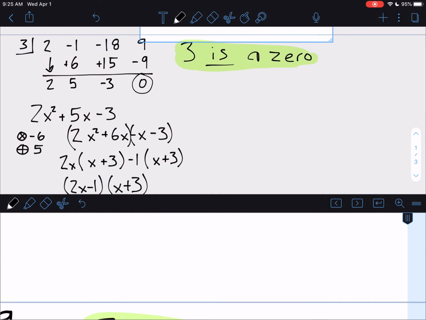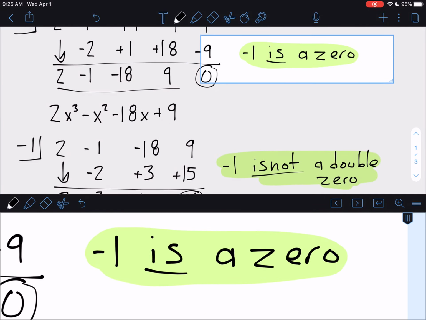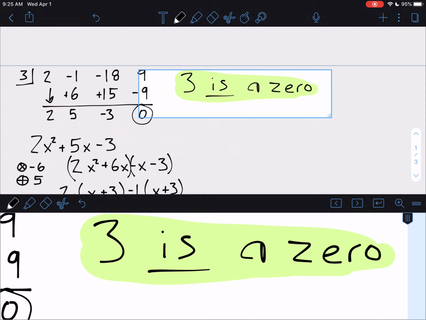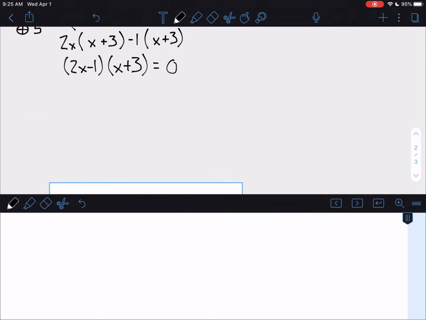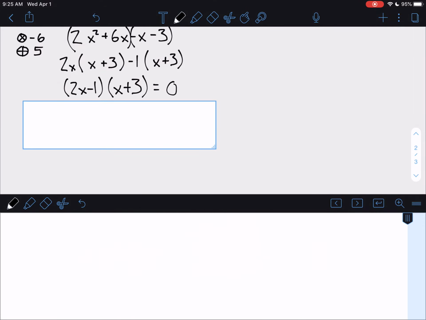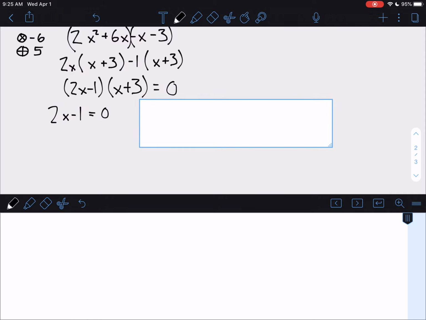And since I'm looking for the zeros of this polynomial, I have to set this equal to 0. And to solve this, that just means I have to set each factor separately equal to 0. So I have 2x minus 1 equals 0, and I have x plus 3 equals 0.